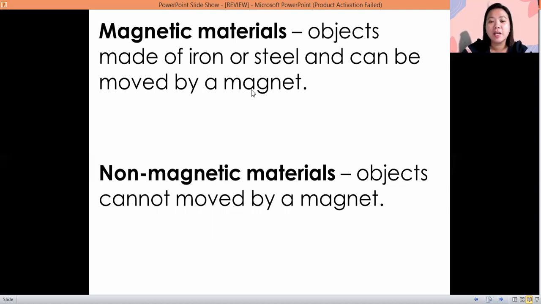So for this one, please think of materials that are magnetic and non-magnetic.